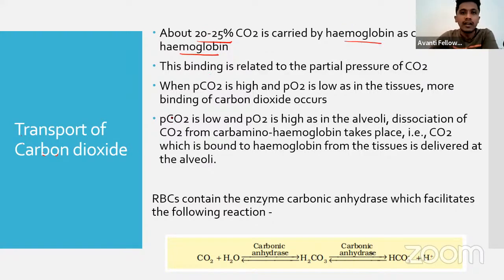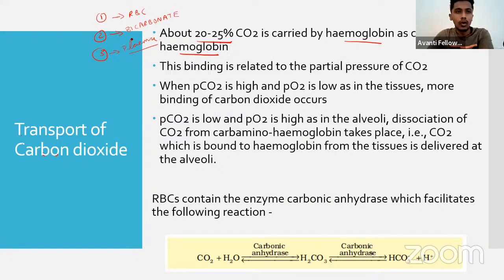So what about the rest of the carbon dioxide? The rest of the carbon dioxide that is present near the tissues is carried in bicarbonate form in the majority. See, there are three ways of transportation of carbon dioxide. One, we know that it is by red blood cells in the form of carboxyhemoglobin, and the second one is in the form of bicarbonate. And then we have the third form, that is through plasma, as carbon dioxide itself.